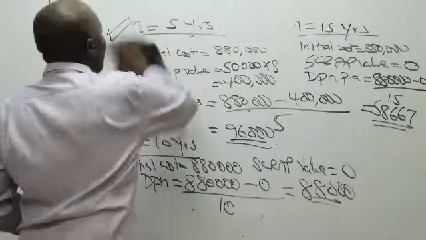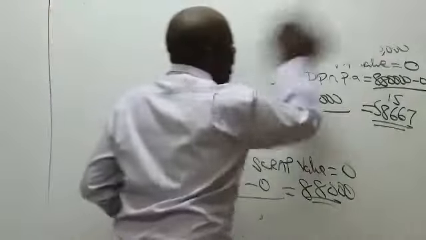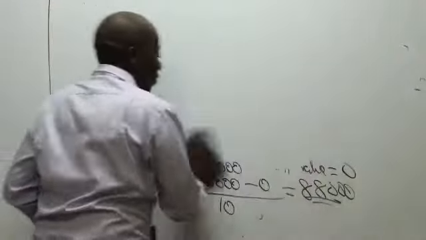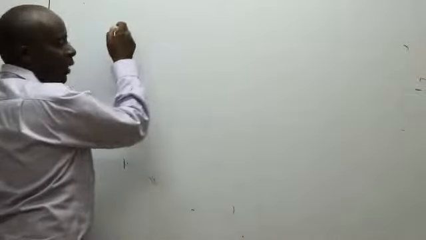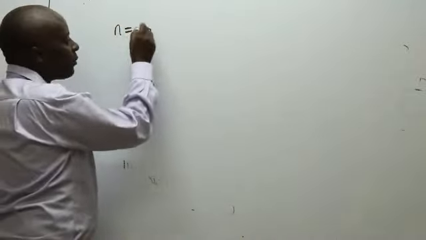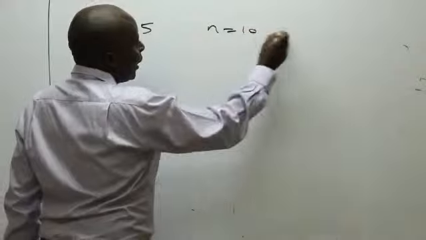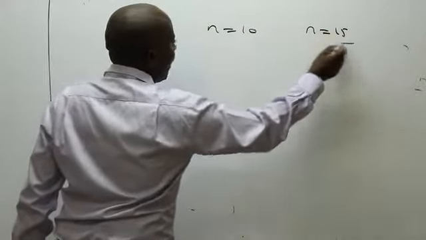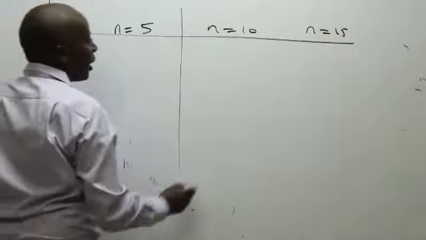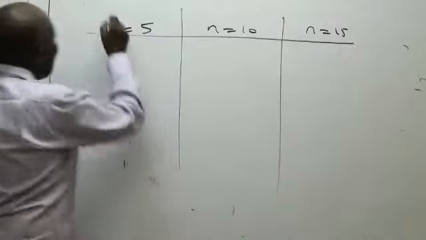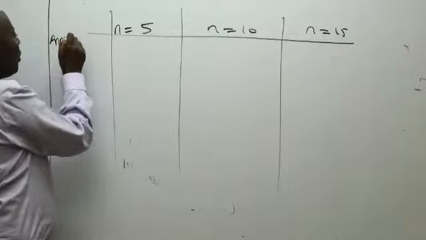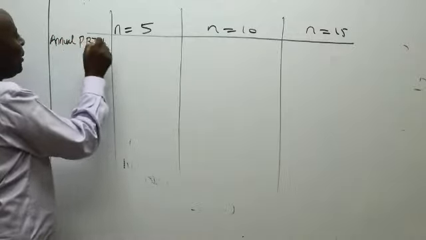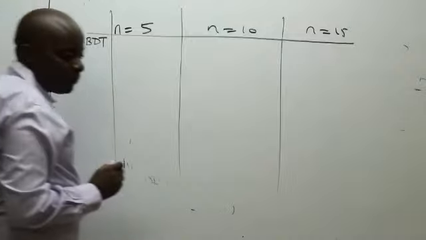So come and give us this working of our cash flow statement when n is 5, when n is 10, and then when n is 15. How does our cash flow statement look like? Our benefit is the annual increase in profit before depreciation and tax.